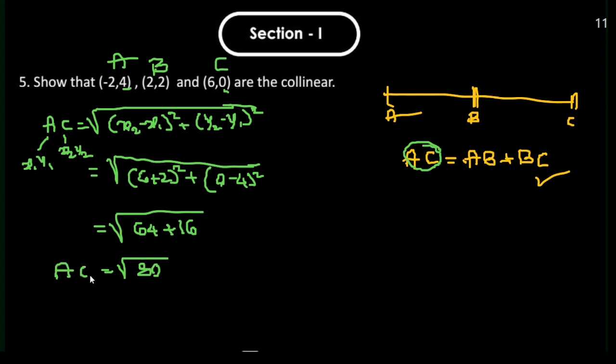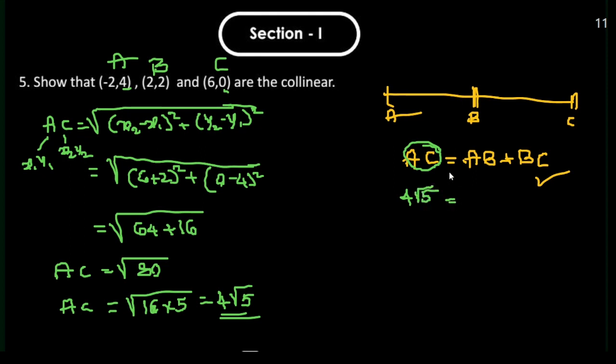Okay, this AC, root 80, can be written as root of 16 into 5, right? 16 fives are, yes, 80. Now this AC is nothing but 4 into root 5. I can write it like this, right? So now it is 4 root 5. Now let's find AB.